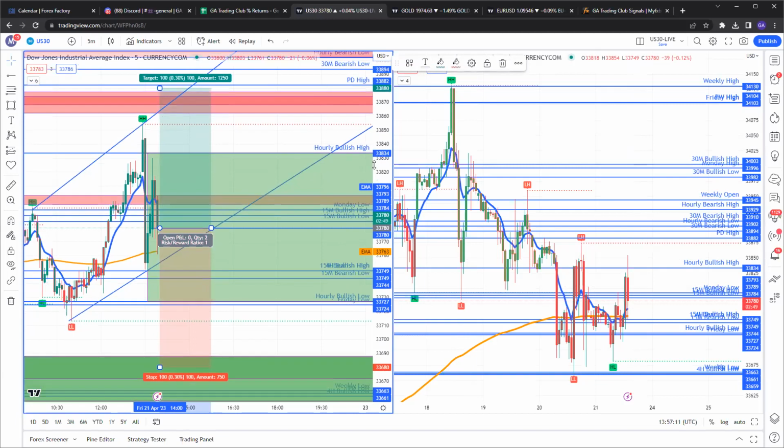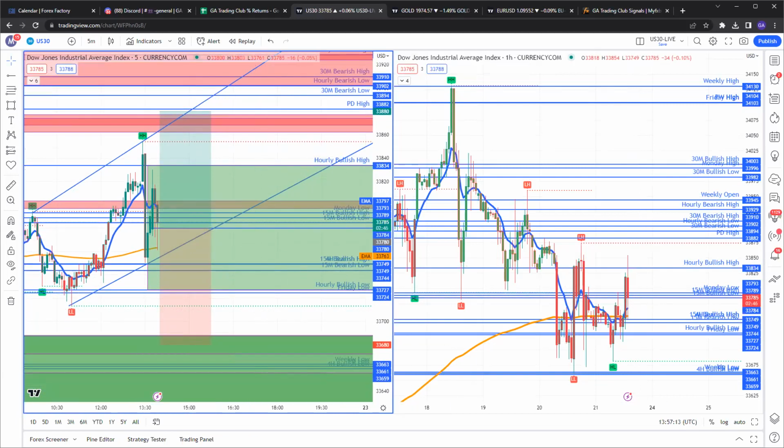So here I definitely see US 30 pumping to the upside. We are in an hourly bullish low. Actually, wait, as we talk, let me enter that position.